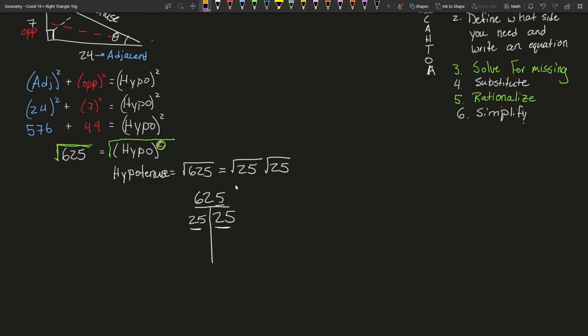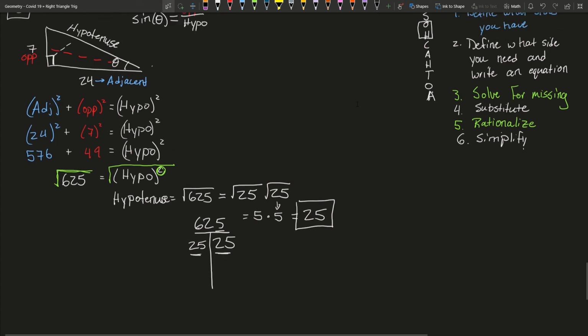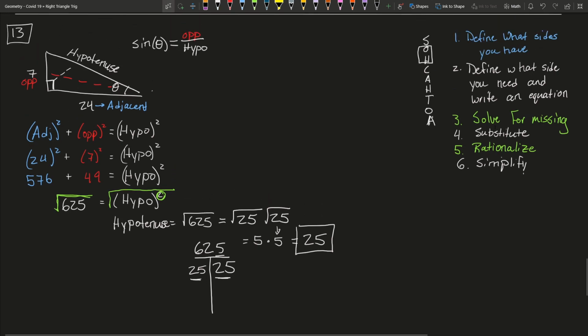Okay. Now, after that, we can simplify both of them. So square root of 25, that's just 5. And then again. And then 5 times 5 is 25. So our hypotenuse side is just 25. So we solve for the missing side. Now we need to substitute. And before I do that, are there questions about what I just did?